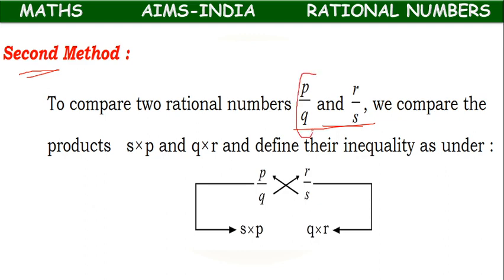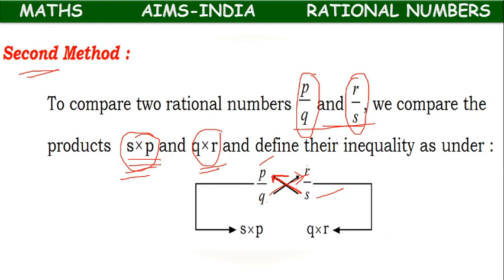So the given rational numbers are P by Q and R by S. So what we are doing? First numerator with second denominator, this cross multiply, PS. This is the first product. And second numerator with first denominator, this cross multiplication, Q into R, QR. By finding the products of these two and comparing them, we can define their inequality.